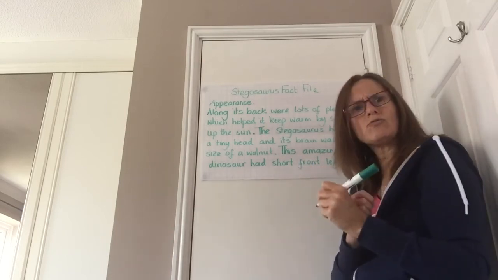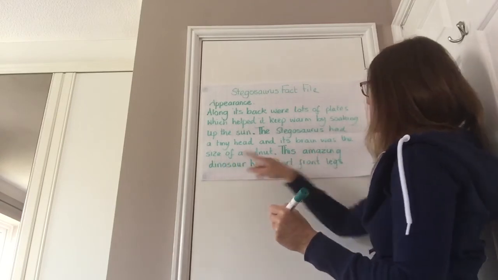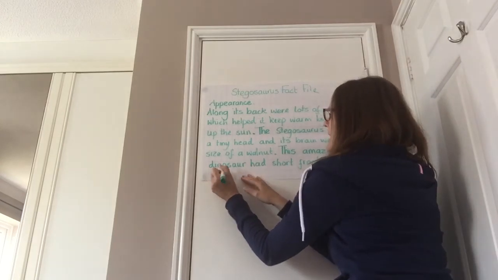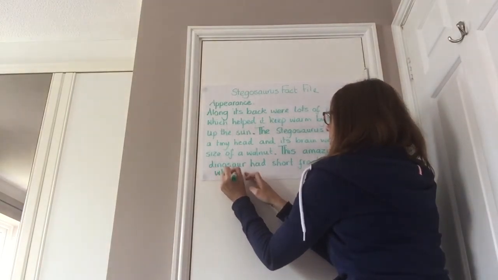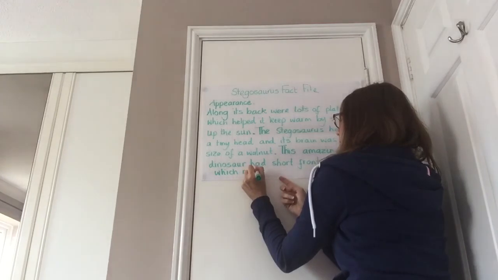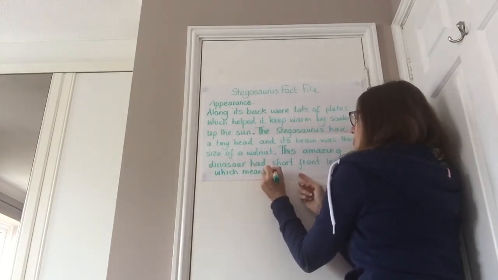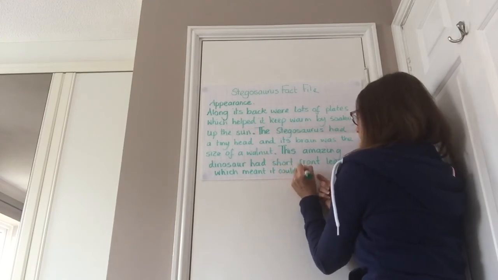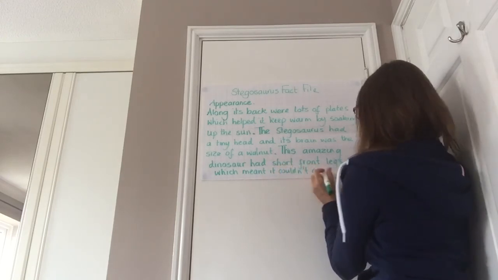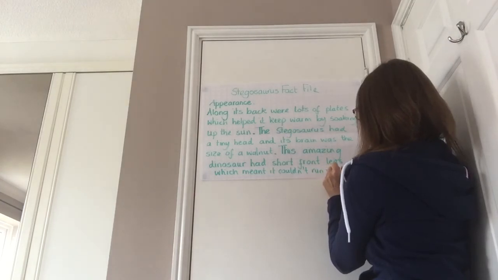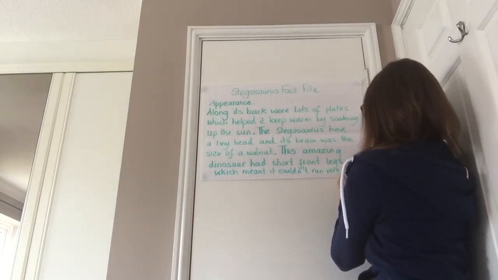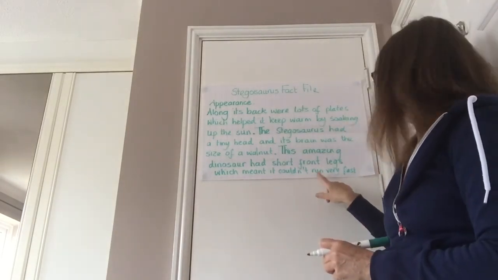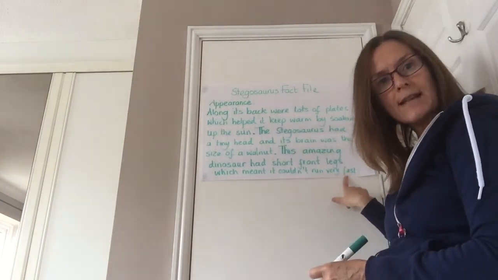And that meant it couldn't run very fast, is that right? This amazing dinosaur had short front legs, which meant it couldn't run very fast. Sorry, you probably can't see that bit. Lean back a bit further. So there is my first section written.